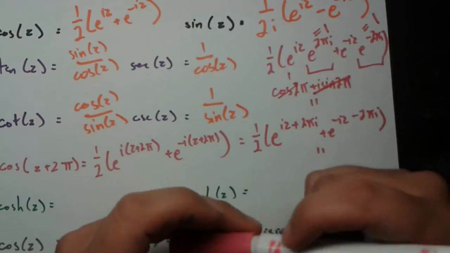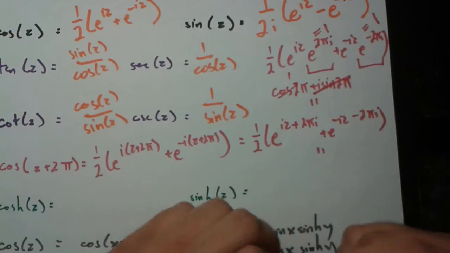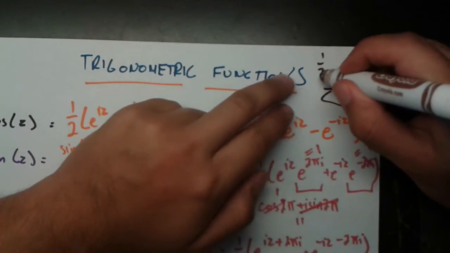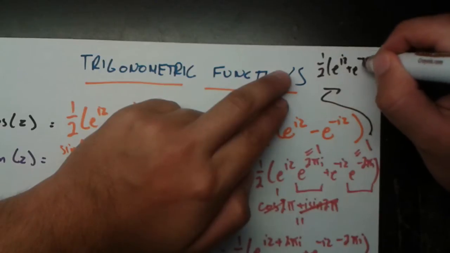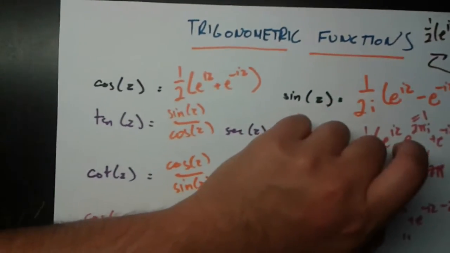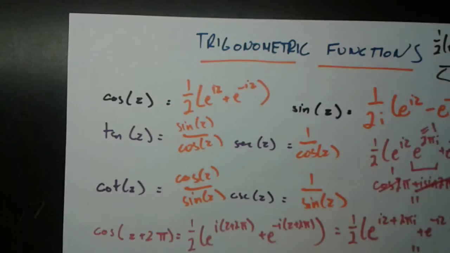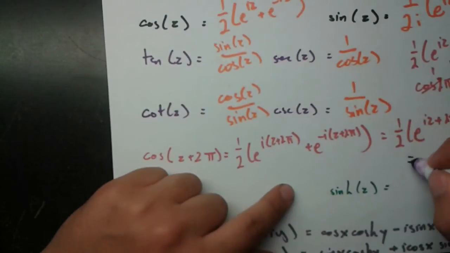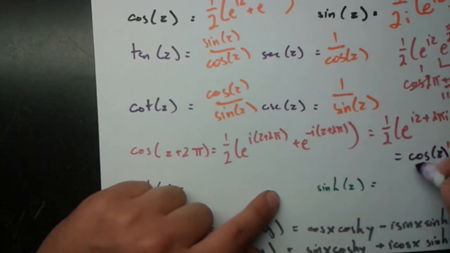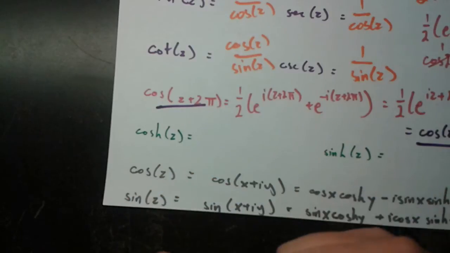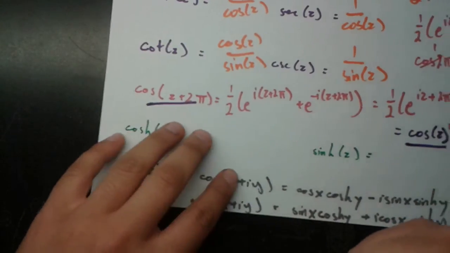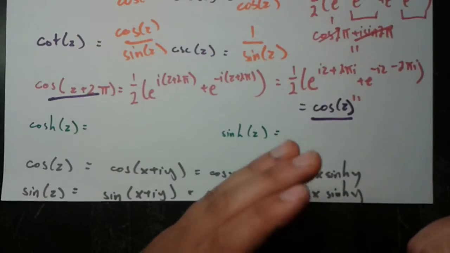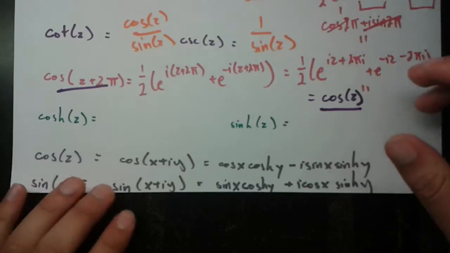So what's left after all this dust clears? What we have left is just 1/2 (e^(iz) + e^(-iz)). And where have we seen this before? We see it right here. So that's the interesting thing to note: cosine of z plus 2 pi is equal to cosine of z. And if we do similar calculations for sine, we'll find that sine of z plus 2 pi is also equal to sine of z. And what does that mean? That means that the period of cosine and sine, even for complex numbers, is 2 pi. So that's a good result to keep in mind.